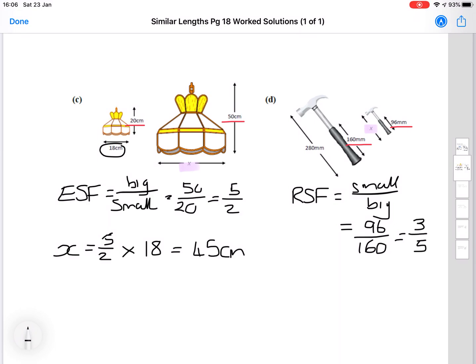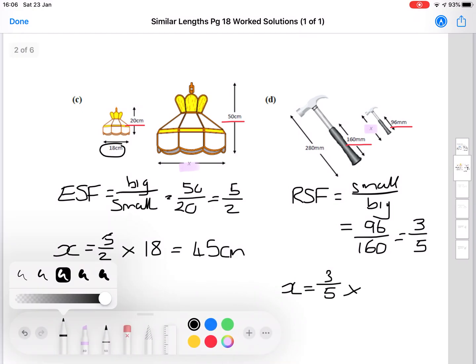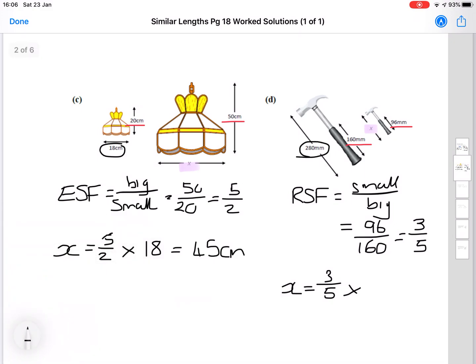Okay, and then to find side X, it's our scale factor times the side that matches the missing side, so it'd be the 280 here. So 3 divided by 5 times 280, which gives you 168 millimetres.